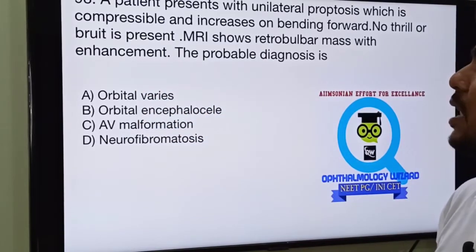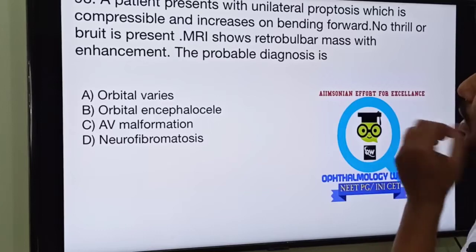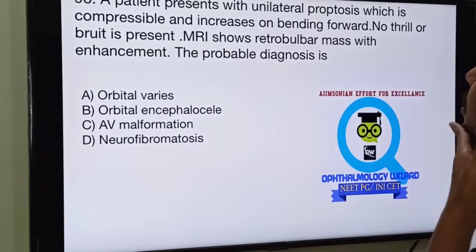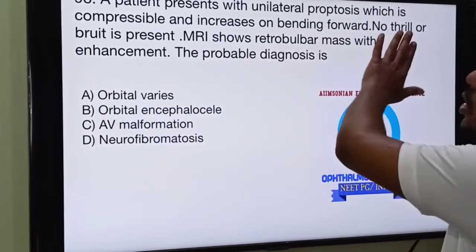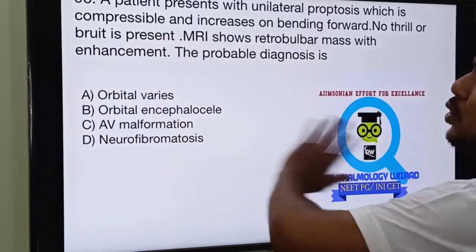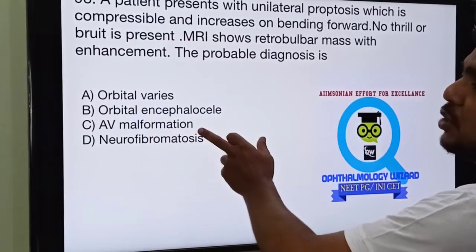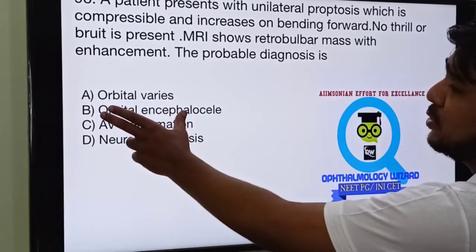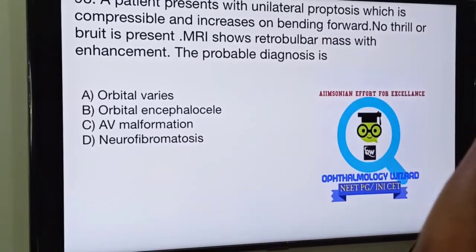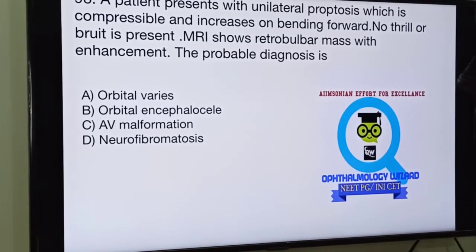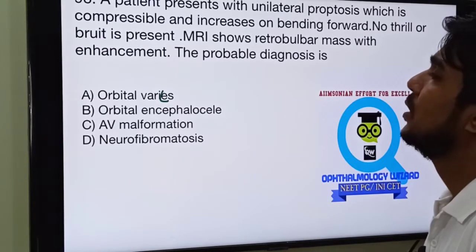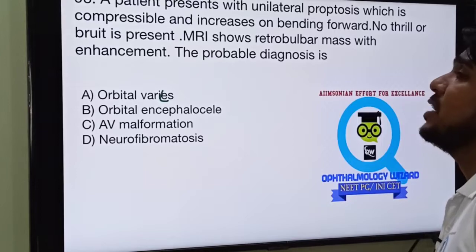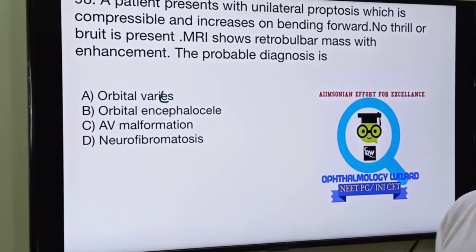Do you think this occurs in AV malformation or neurofibromatosis? No thrill or bruit, obviously. So no thrill or bruit rules out AV malformation. Neurofibromatosis does not increase on bending. Encephalocele or orbital varices. This is varices. So these two are the important ones. But in encephalocele, retrobulbar mass with enhancement is not there. So the answer for this question, remember, orbital varices.